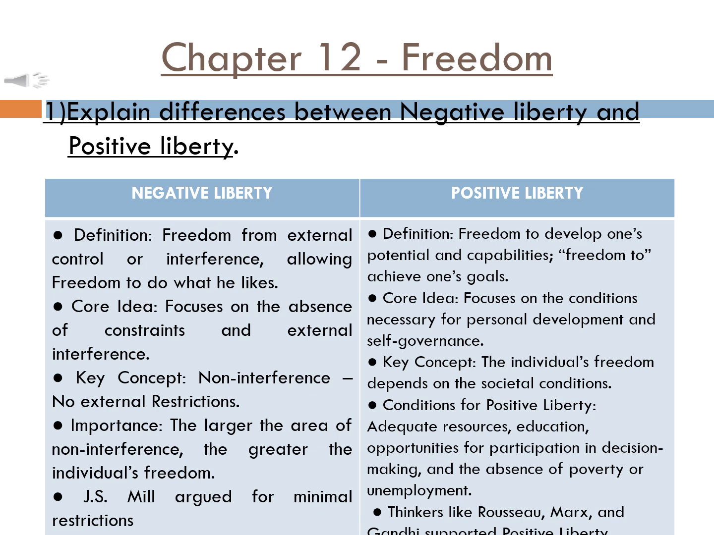Then comes the positive liberty. Here, the freedom to develop one's potential and capabilities, freedom to achieve one's goals. So here we are focusing on the conditions necessary for personal development and self-governance. The conditions for positive liberty include adequate resources, education, opportunities for participation in decision making, absence of poverty or unemployment. So what thinkers are attached with it? Rousseau, Marx, and Gandhi also supported positive liberty.